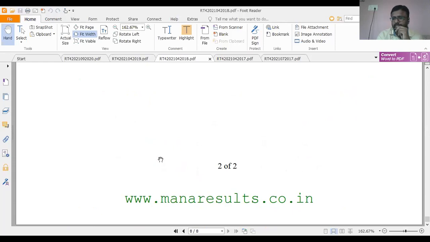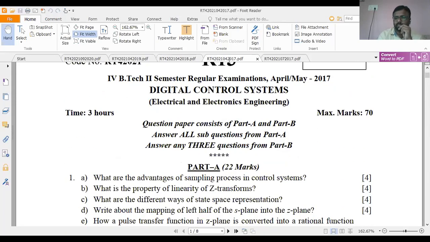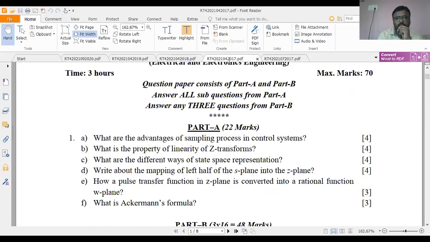So these are the 2018 paper questions. Now we are going into the 2017 regular paper. Okay, so coming for set 1, what are the properties of the linearity of Z transform? Linearity of the Z transform means this is the property regarding addition and subtraction. F1(t) plus or minus f2(t) is nothing but F1(z) plus or minus F2(z).